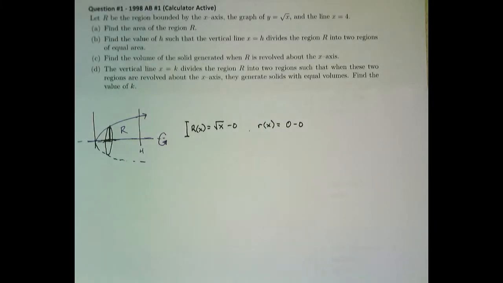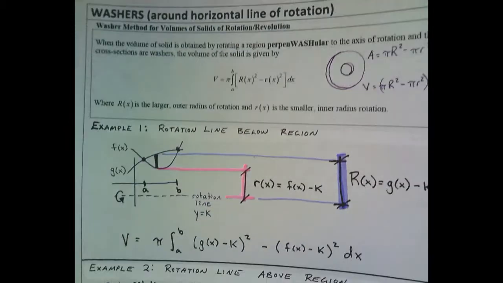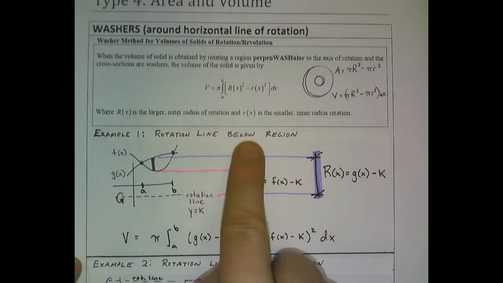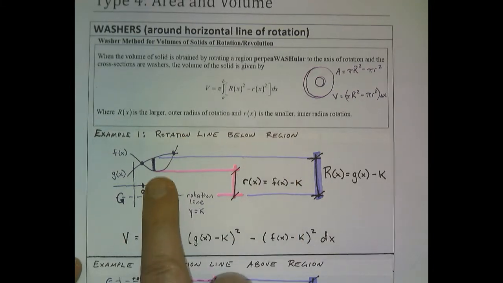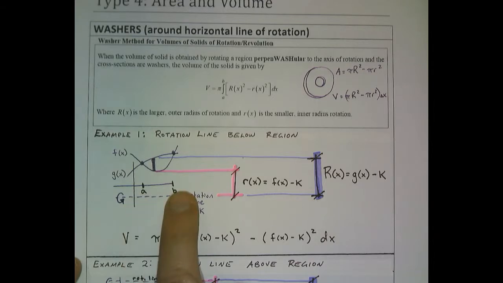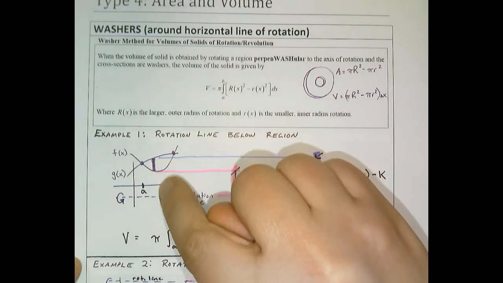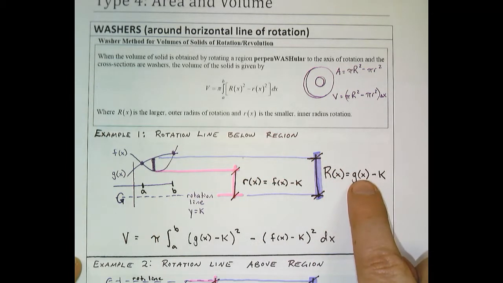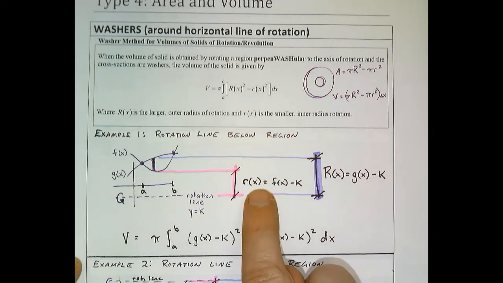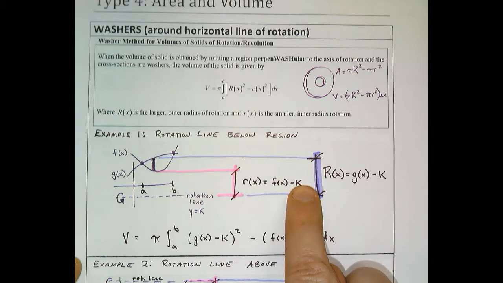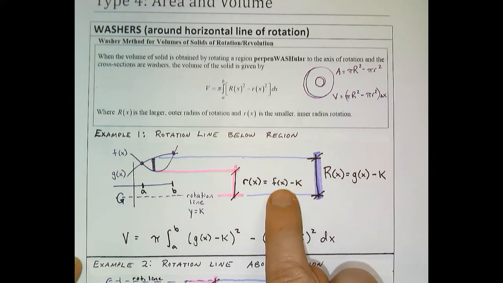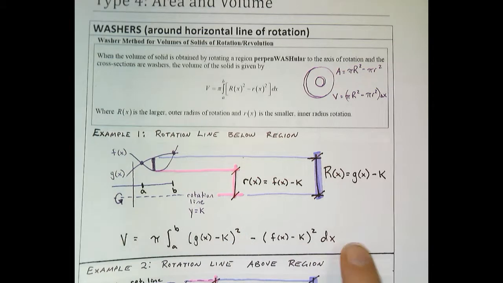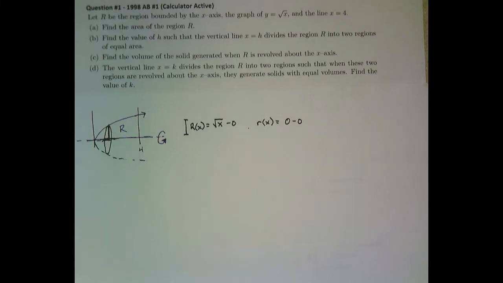Now, if you're in my class and you've taken the notes on area and volume, we have this page where we broke down the type of volume problem that we're approaching here. The rotation line is below the region, and there's a loose sketch here. So we need the left bound and the right bound. Our rectangles are perpendicular to the rotation line, and we can see that the big radius is going to be the top function minus the rotation line, and the small radius is the bottom function minus the rotation line. In our case, the bottom function is just the line y equals 0. So there's the general setup, and we're just going to apply that to this problem here.